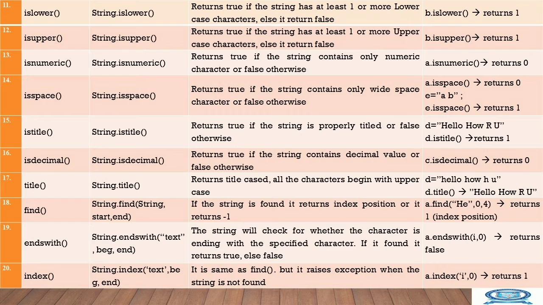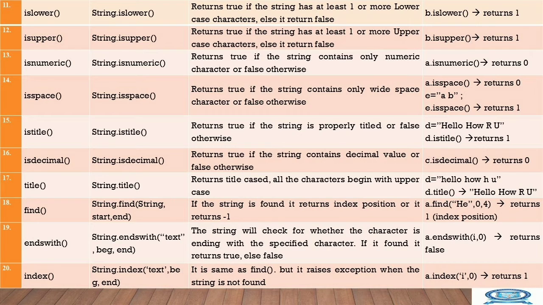So, isupper: string.isupper returns true if the string has at least one or more uppercase letters, else it returns false. Okay. So, if everything is capital letters, then it returns 1, otherwise it returns 0.